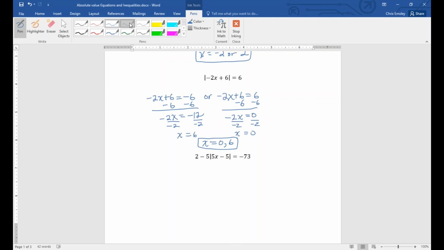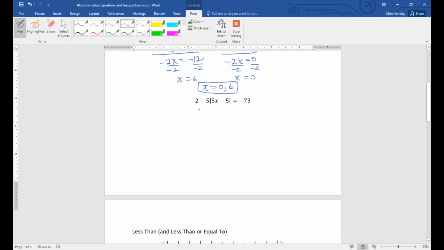Okay, for this next one, we'll do another equation. This one, the absolute value portion is not isolated yet. It's not the only thing on the left-hand side, so that's what we have to do first. So we'll start off by subtracting 2 from both sides. And then divide both sides by -5. And we end up with the absolute value of 5x minus 5 is equal to 15.